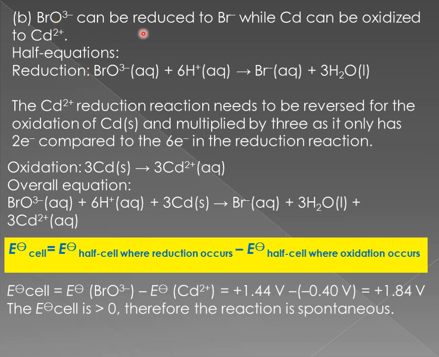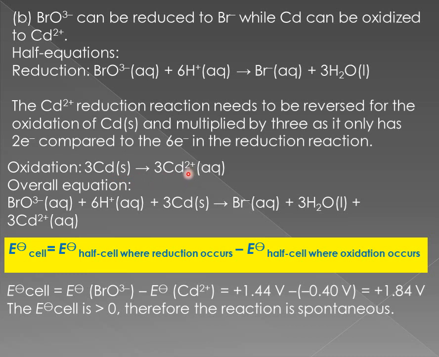Next, bromate can be reduced to bromide, while cadmium metal can be oxidized to cadmium ion. Half equations, reduction. This is the reduction for bromate. We saw that before. And the cadmium reduction reaction needs to be reversed to be an oxidation reaction. So in that case, 3 cadmium will give 3 cadmium ion.